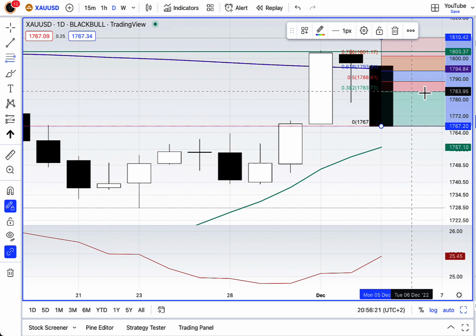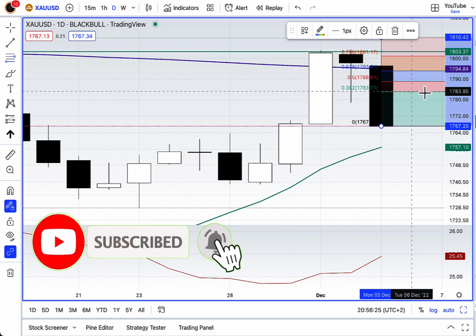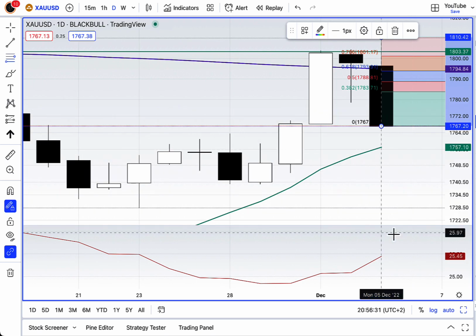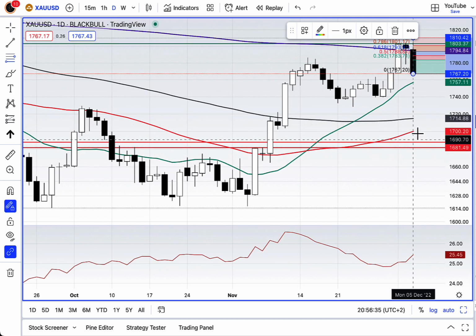So that would be my plan. Wait for a bounce to 1784, get back in short, and we'll be aiming further down to the next level, which would be somewhere down some of these support levels here. So that's how to get out of a trade and how to get back into it, because we don't want to be left behind.